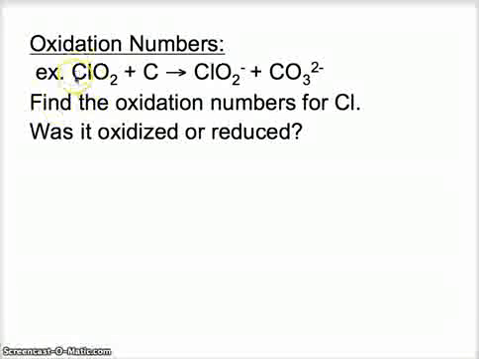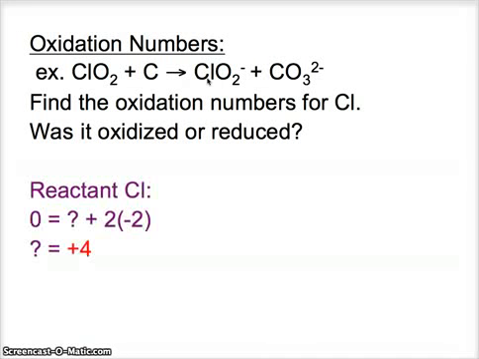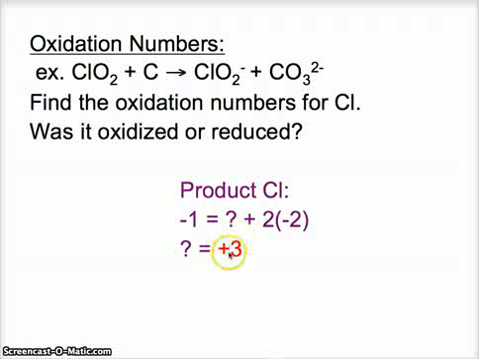Let's do this for a balanced chemical equation. Find the oxidation number for chlorine as a reactant and chlorine as a product. So pause the screencast and try to solve this problem. As a reactant, chlorine has an oxidation number of +4. And as a product, chlorine has an oxidation number of +3. Remember that the total charge on the species was -1.